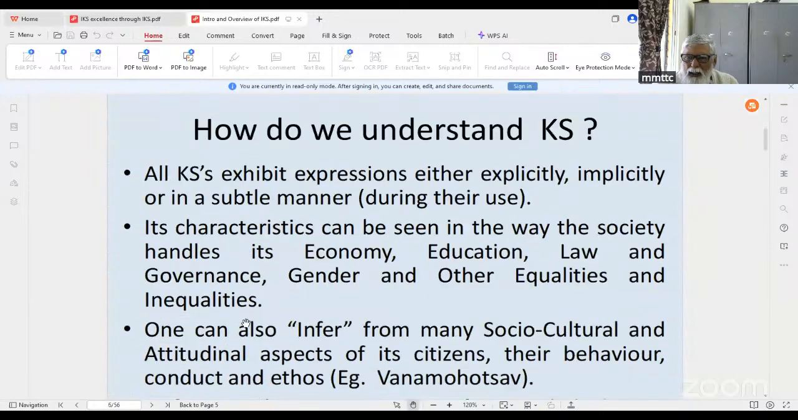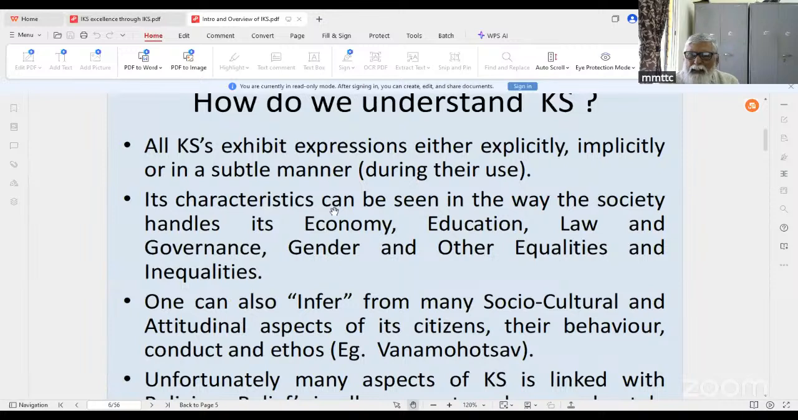So how do we understand a knowledge system? All knowledge systems exhibit expressions which are either explicit, implicit, or subtle. Our understanding of knowledge systems is predominantly dominated by subtle expressions. For example, when we meet each other, people say namaste. It's a very subtle expression indicating what our culture is, what our values are, and so on. Even though this practice was adopted by everybody when COVID happened and there was a ban on physical contact from one person to another.